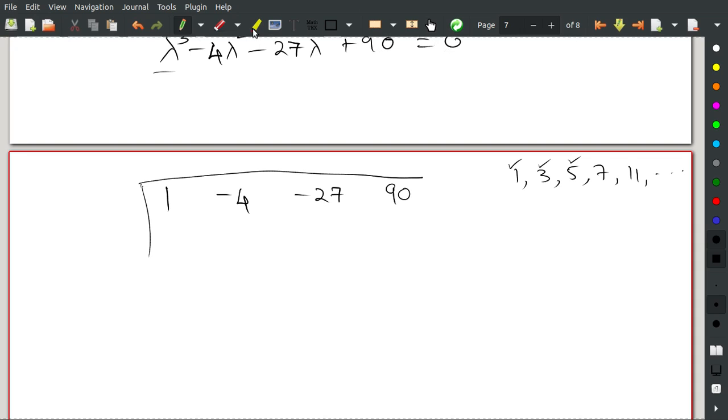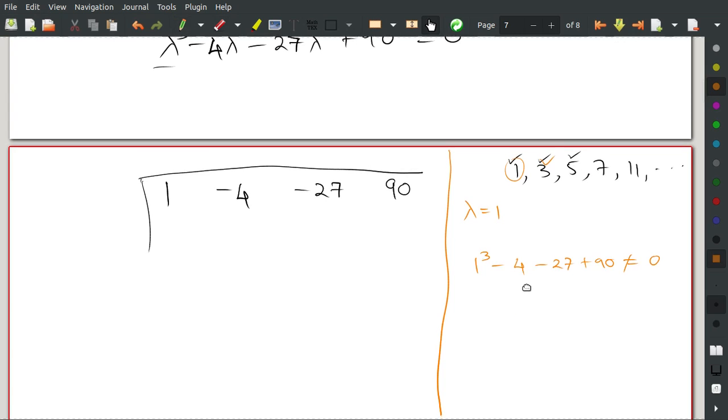Let's try to check which number solves this equation. So for lambda, let me choose lambda equals 1, the first guess. If we substitute this, what we have is 1 cube minus 4 minus 27 plus 90, which is obviously not equal to 0. So the next thing we can choose is 3.